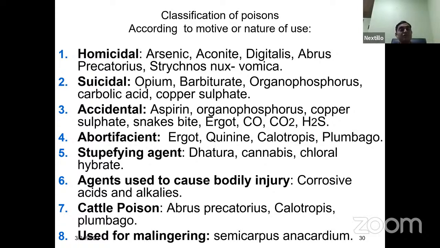Many agents are used as stupefying agents, like datura, cannabis, and chloral hydrate. Agents that may be used to cause bodily injury wrongly are corrosives and alkalis. Cattle poisons, used to kill cattle, are most commonly Abrus precatorius and Calotropis, Plumbago. Used for malingering is Semecarpus anacardium, to give the wrong impression that a person has got an injury.